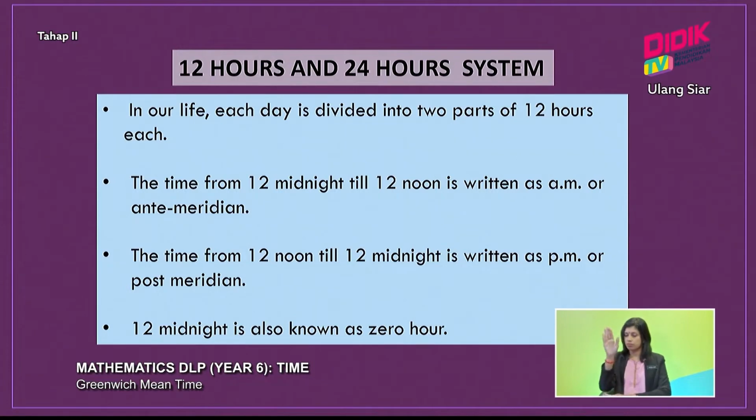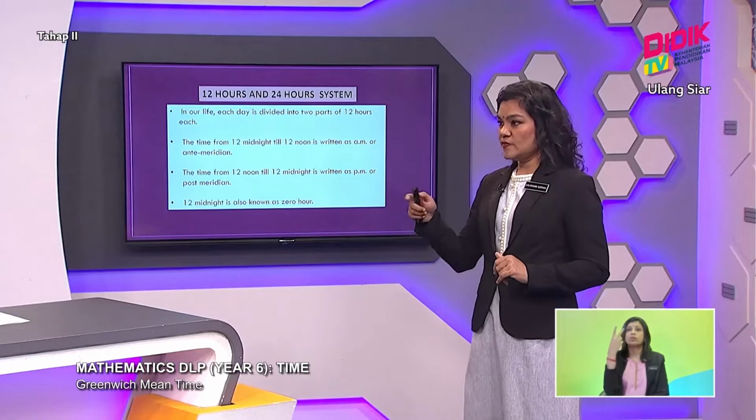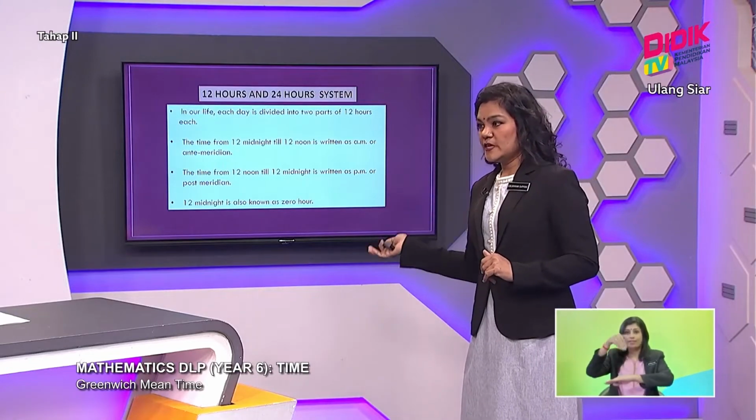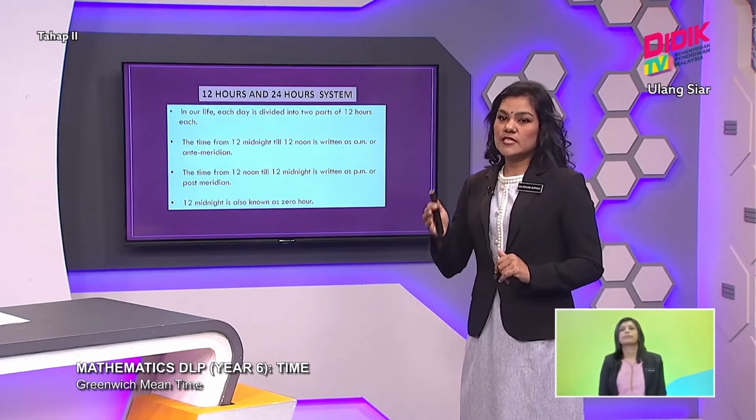The time from 12 midnight till 12 noon is written as AM or anti-meridian. The time from 12 noon till 12 midnight is written as PM or post-meridian. And 12 midnight is known as 0 hour. It's not 12 AM. It's counted as 0, because the day ends at 24 hours and the new day begins with 0. No such thing as 12 AM.